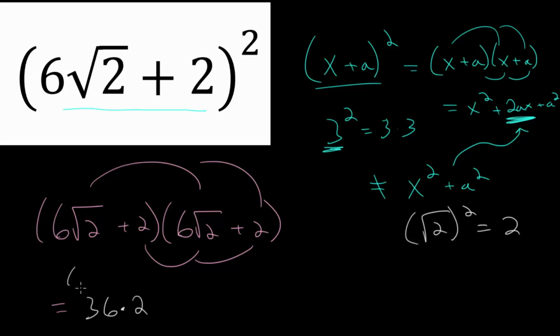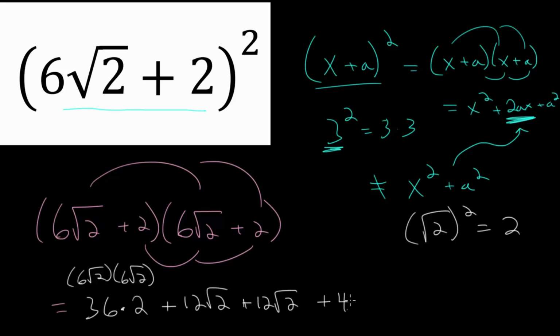Though if you want, you can write this out more explicitly. We have 6 root 2 multiplied by 6 root 2 and work through it that way, but it will end up being 72. Then we do 6 root 2 times 2, which is 12 root 2, and we have another 12 root 2 since we do 2 times 6 root 2 again. So 12 root 2, we'll add that. And then we do 2 times 2, which we know is 4.